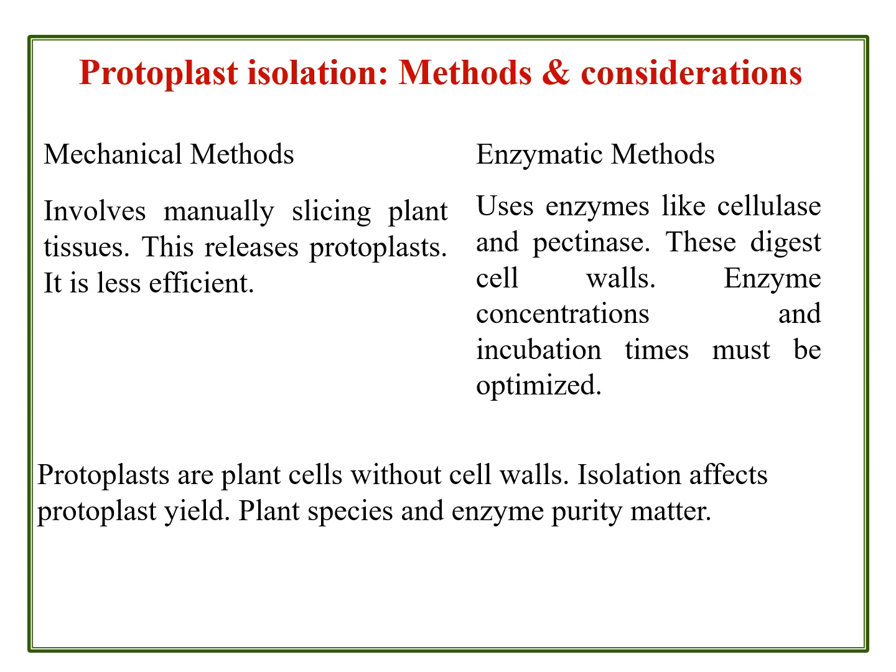Principally, we have two methods: mechanical methods and enzymatic methods. Mechanical methods generally involve manually slicing the plant tissues, which releases the protoplasts. It is very less efficient. Whereas in the enzymatic method, enzymes like cellulase and pectinase are used to digest cell walls. Enzyme concentrations and incubation times must be optimized; only then will the protoplasts be obtained.